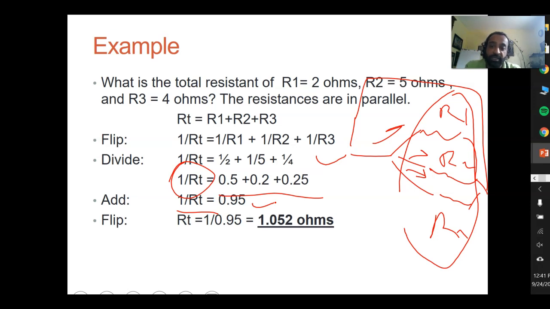The second thing is the total resistance should be smaller than the smallest resistance in that parallel circuit. So if you notice here, it's 2, 5, and 4, and 1.052 is smaller than any of them. If you get a number larger than those, you did something wrong in the calculation. And this will require some practice. If you do a few of them, you will manage to see how it's done.